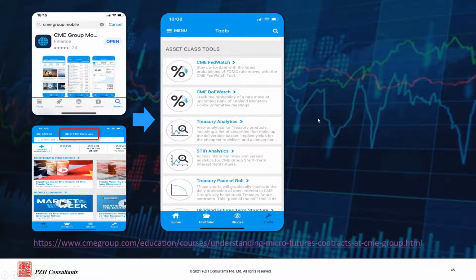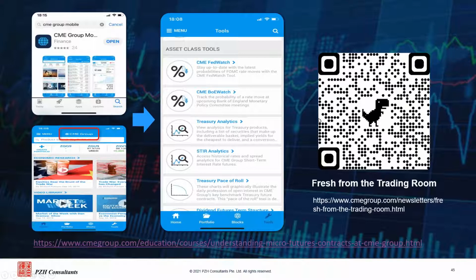And last but not least, there's also a Fresh from the Trading Room publication. I think that is published weekly. It's also available on the CME website. They will share with you some of the themes that are going on in the market.